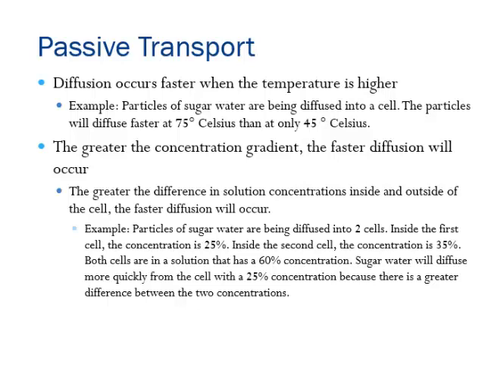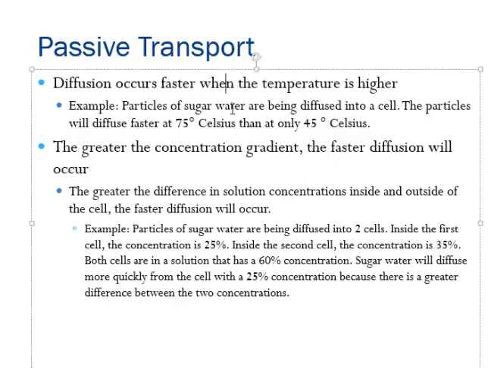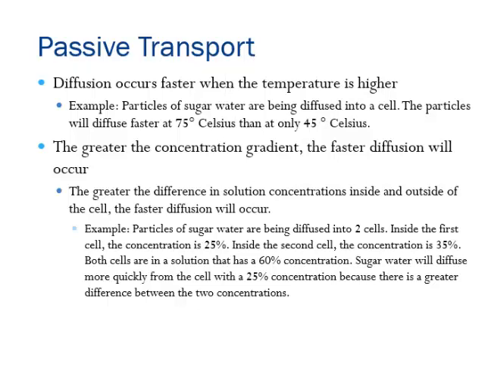A couple of other things about passive transport, about diffusion. First of all, it occurs faster when the temperature is higher. When particles of sugar are moving from place to place, it will diffuse faster at a higher temperature, at 75 Celsius, than at only 45 degrees Celsius. In general, environments that are hotter are more conducive to dissolving things, and more conducive to chemical reactions in various different ways, in many different contexts.